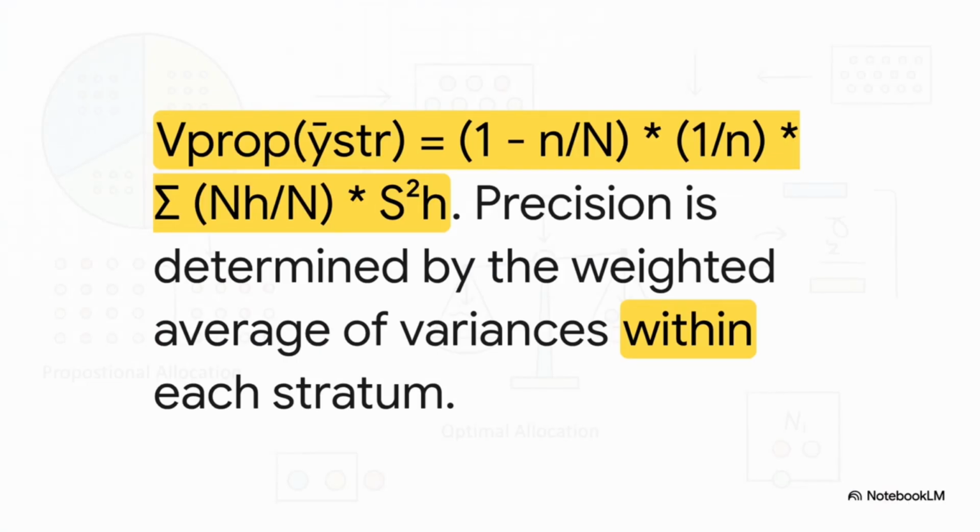All right, I know, formulas can look a little intense, but stick with me, let's break this down. That first part, 1 minus n over N, you've probably seen that before. It's the finite population correction. The really important part is that sum at the end. What that is telling us, in plain English, is that the overall precision of our estimate is just a weighted average of the variances within each of our groups. In other words, our accuracy depends entirely on how much variation there is inside our strata.